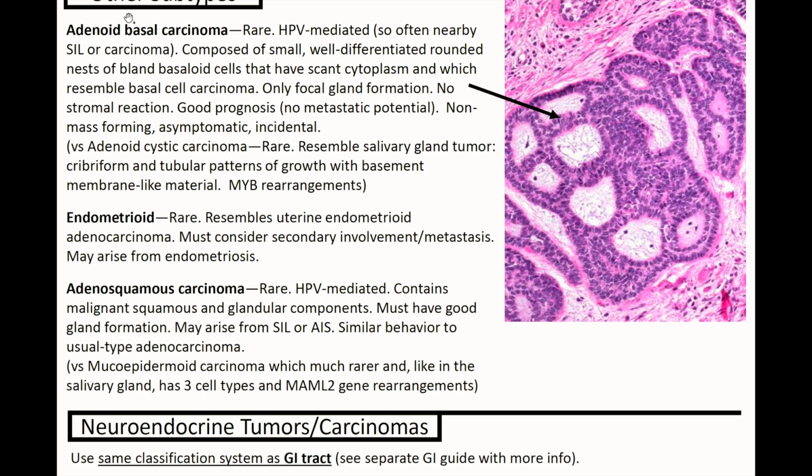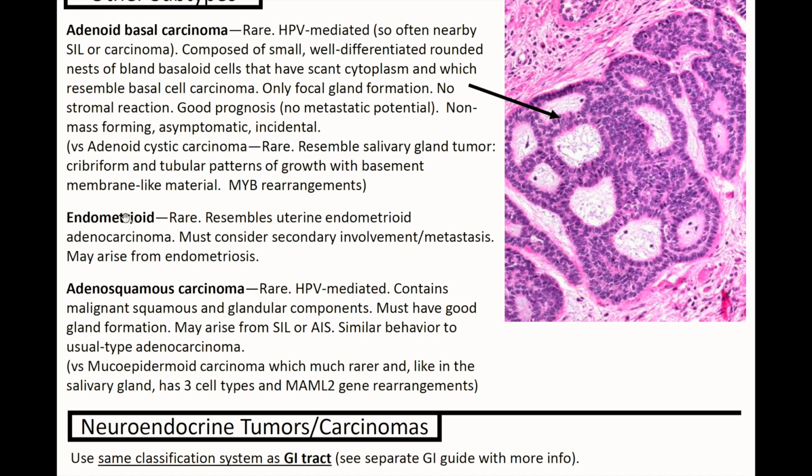You can have adenoid basal carcinoma, which is rare. It's HPV mediated, so it's often nearby a CIN or carcinoma, composed of small, well-differentiated, rounded nests of bland basaloid cells that have scant cytoplasm and kind of resemble basal cell carcinoma. This has a good prognosis with no metastatic potential, and it is non-mass forming, asymptomatic, and often found incidentally.